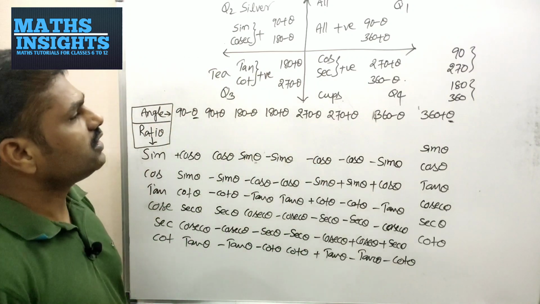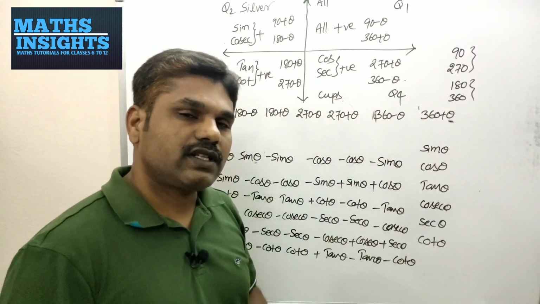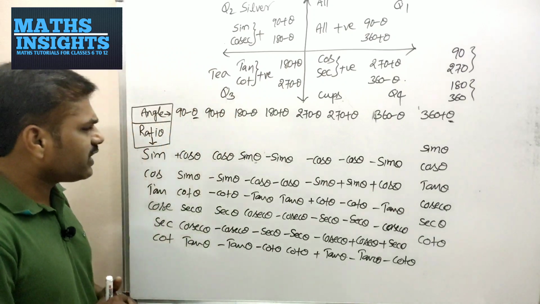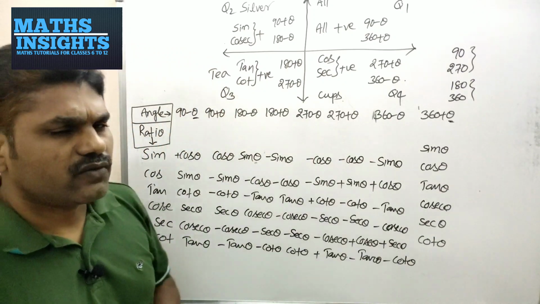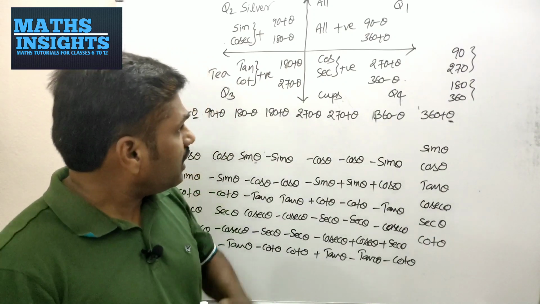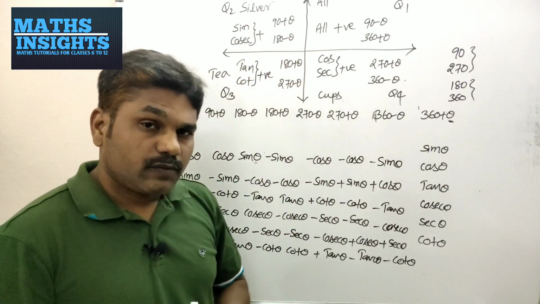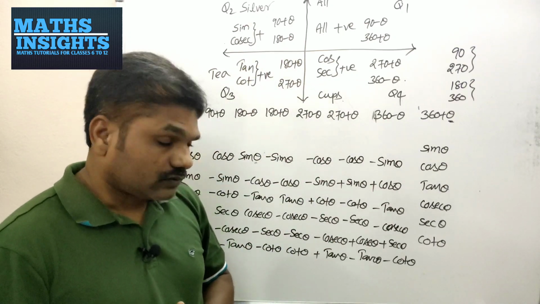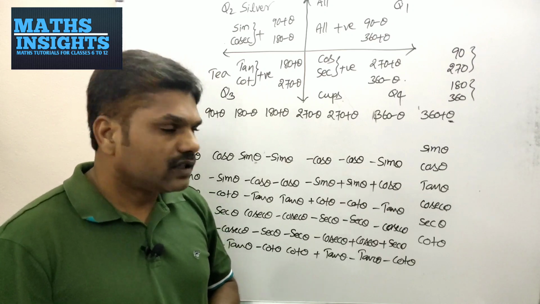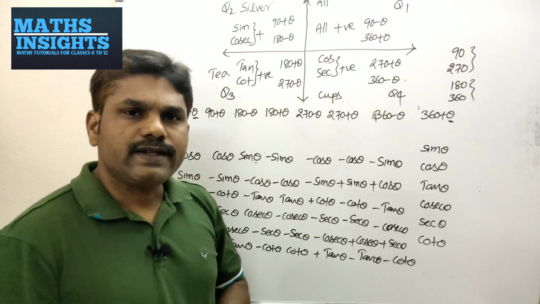So you already calculated this for 360 plus theta. In this way, you may calculate everything. The first quadrant is very easy, and for the remaining you have to keep some points in your mind. If you practice it, then this will become very easy.